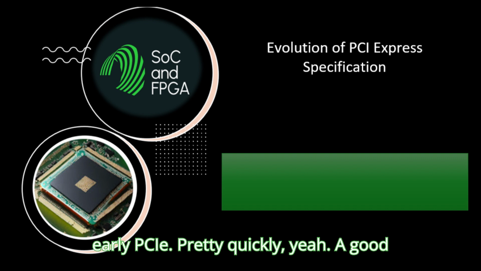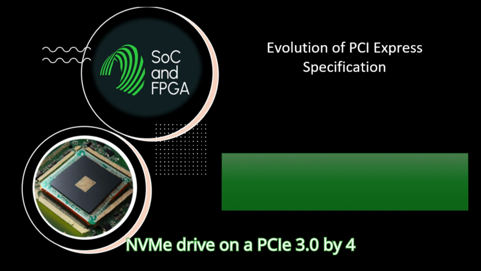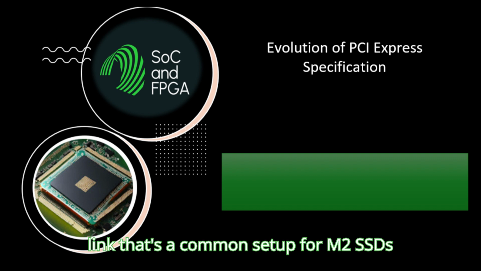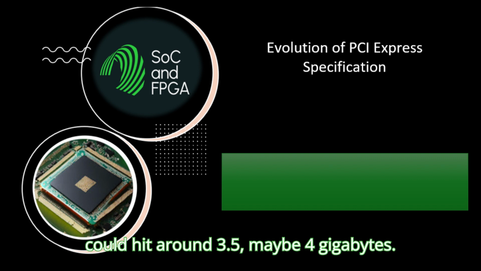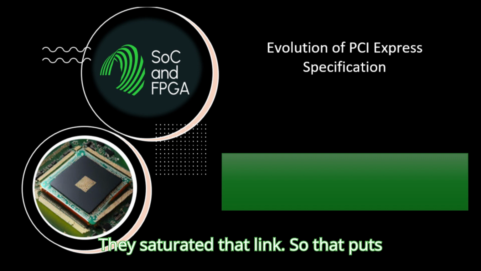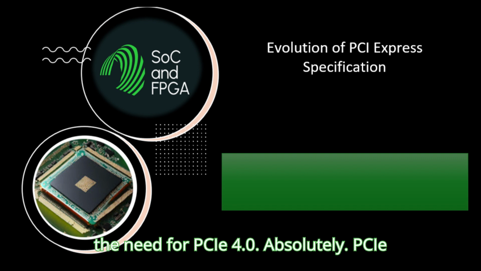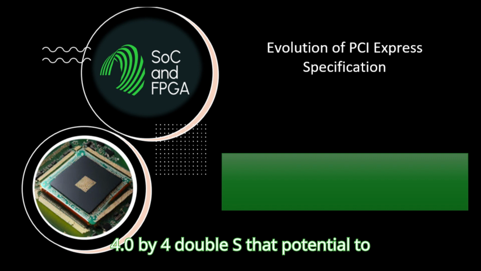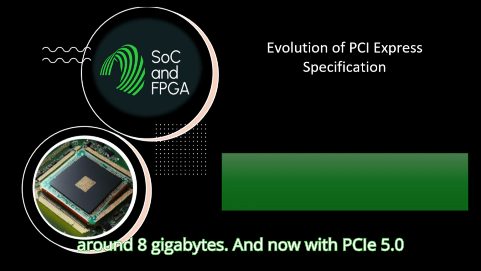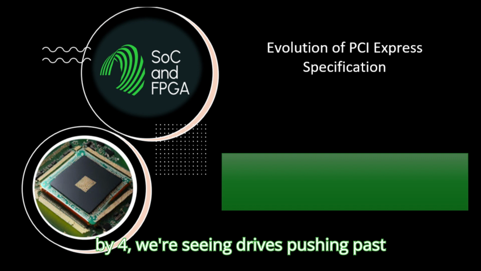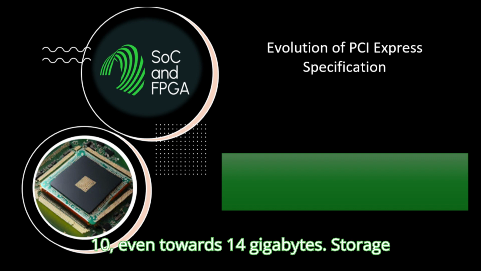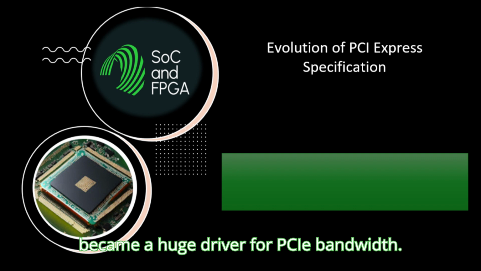Pretty quickly, yeah. A good NVMe drive on a PCIe 3.0 x4 link, that's a common setup for M.2 SSDs, could hit around 3.5, maybe 4 gigabytes per second. They saturated that link. So that spurred the need for PCIe 4.0. Absolutely. PCIe 4.0 x4 doubles that potential to around 8 gigabytes per second. And now with PCIe 5.0 x4, we're seeing drives pushing past 10, even towards 14 gigabytes per second. Storage became a huge driver for PCIe bandwidth.